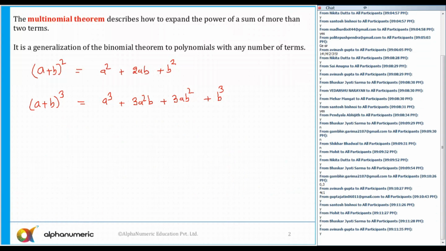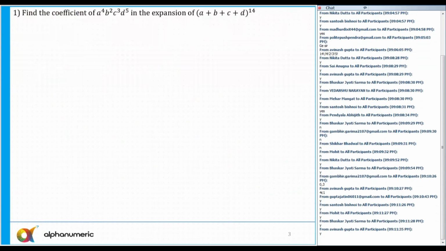Now tell me, all of you, what is the answer of this question? Question number 1. Find the coefficient of a raised to power 4, b squared, c cubed, d raised to power 5. Now tell me, all of you, what is the answer here? You do not need to tell me the exact answer in terms of factorial or in terms of C also, you can tell me the answer.